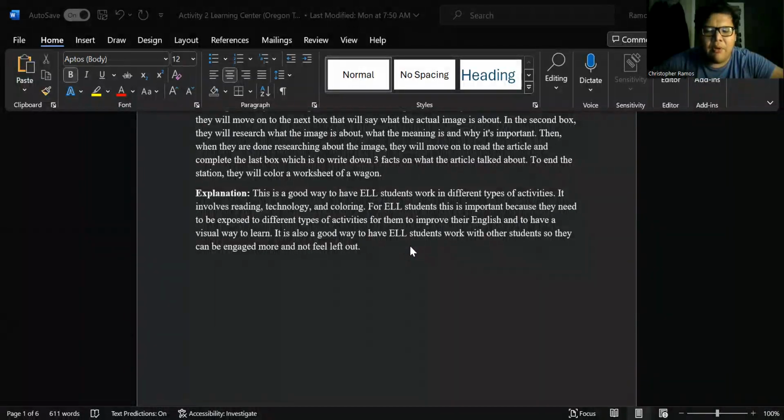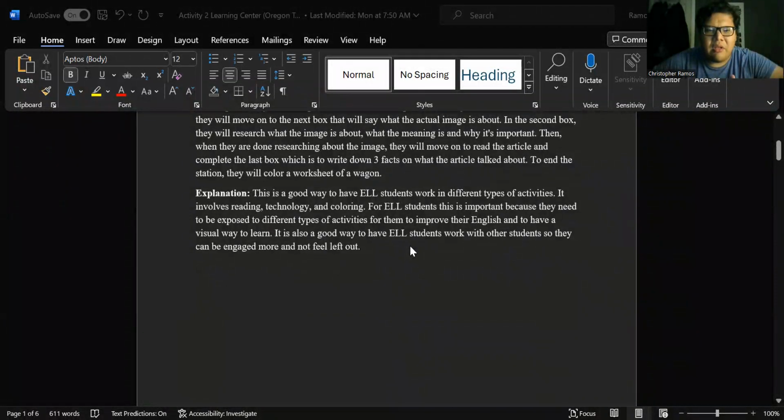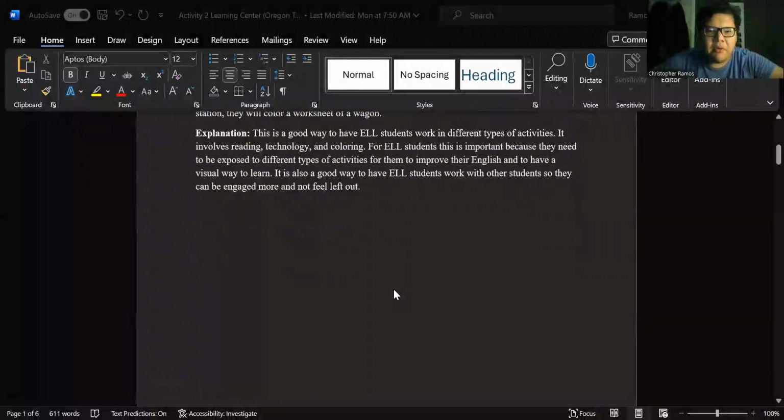This is why I wanted to include ELO students with this, because when I was an ELO student, the groups weren't really fair. The ELO students were kind of left out, and the stations were hard and just didn't make sense. So incorporating this for ELO students would be a great way for them.